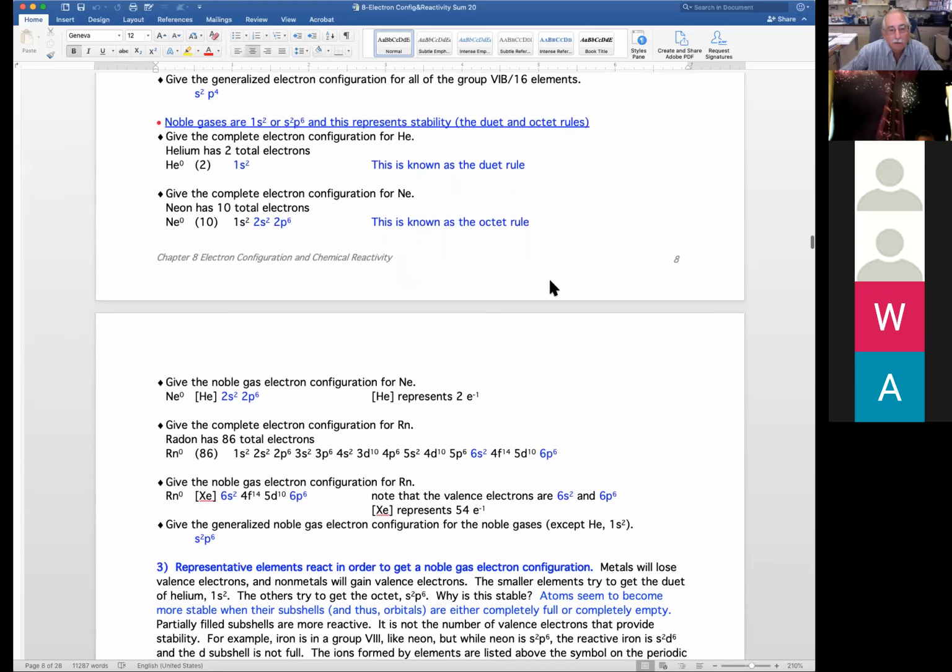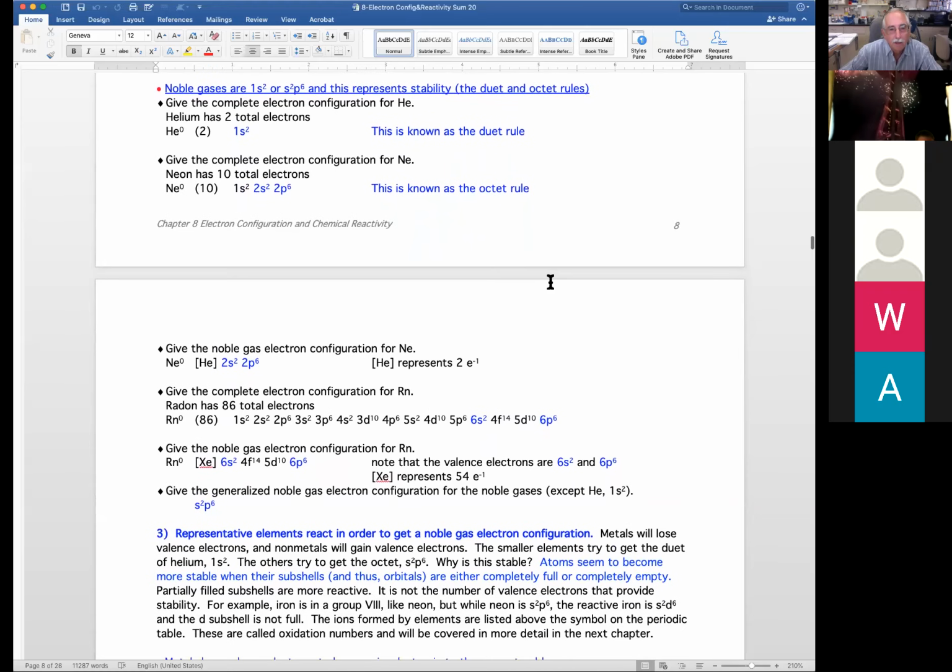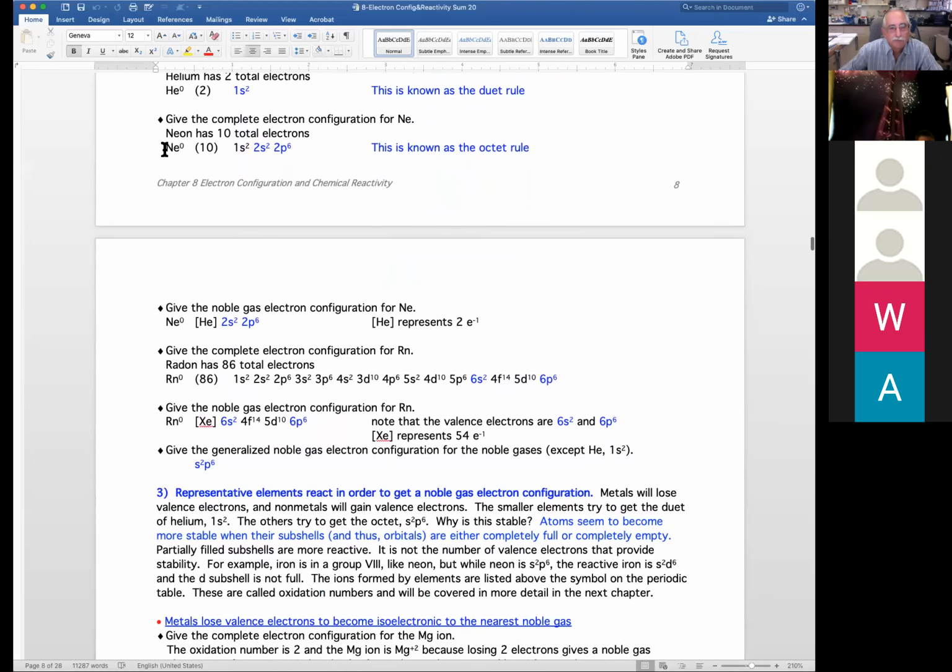Okay. Gotcha. So here's neon. If I took an electron away from neon, would it be happy? No, it would try to get that electron back any way it could to become happy, because S2P6 really represents happiness.